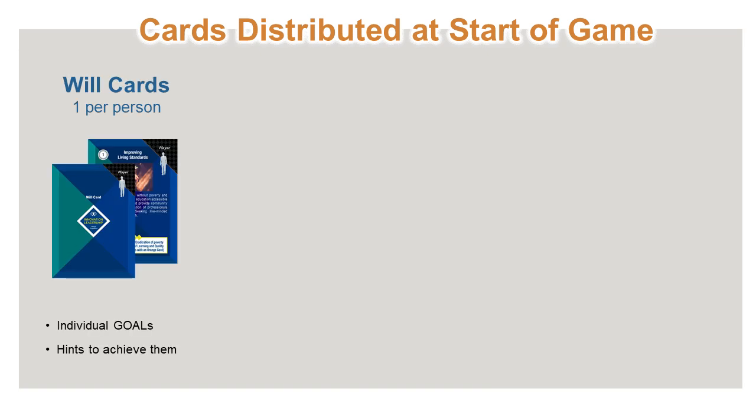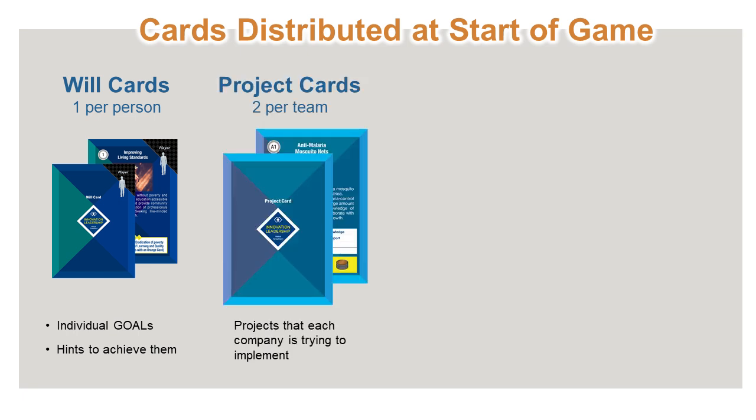At the start of the game, various cards will be distributed to each group. There are will cards for all participants. Each person will select one card. The will card describes the goals of each individual and gives hints about how to achieve them. The blue existing project cards describe the projects that each company is trying to implement. 2 of these cards are distributed.